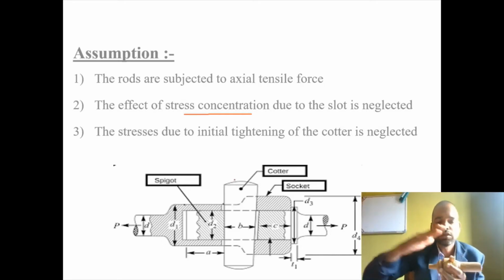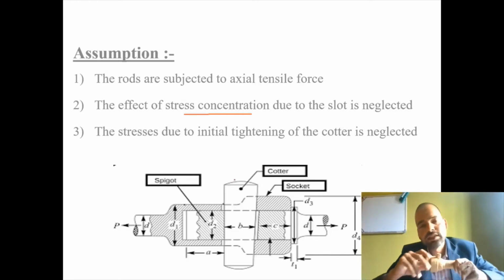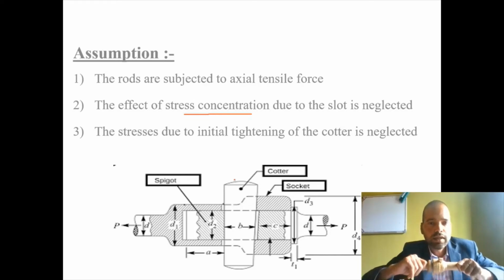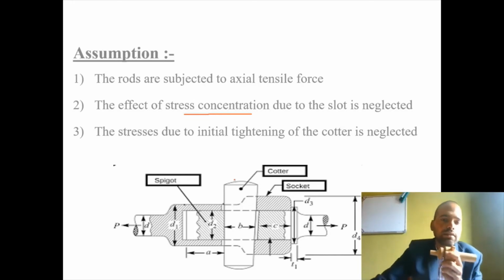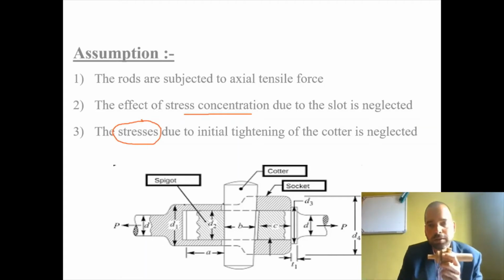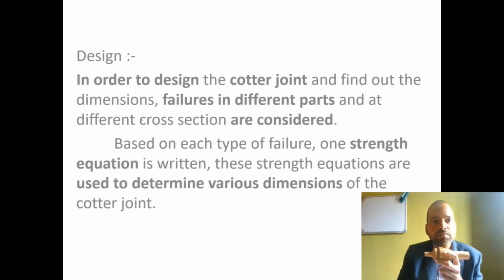Meaning when the cotter is inserted into the slot and the initial tightening takes place, the stresses that occur due to that initial tightening are neglected for designing of the cotter joint, right? So these are the assumptions which are made before going for the actual design.